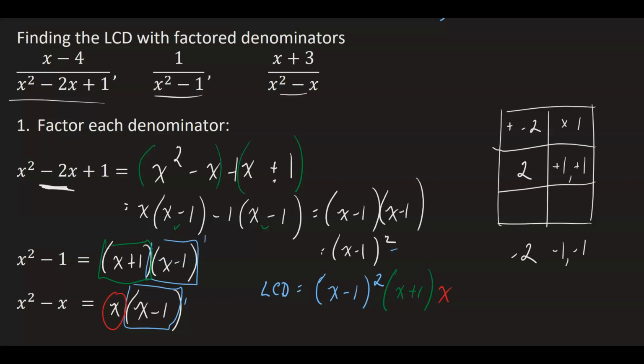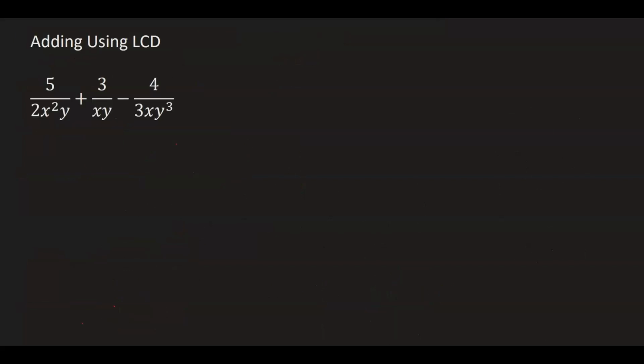It looks a little strange to have the x hanging on the end, so I will just rewrite it like this. And the highest power there. So that's the lowest common denominator for these much more complex fractions. Let's take a look at one last example where we will add using the lowest common denominator.